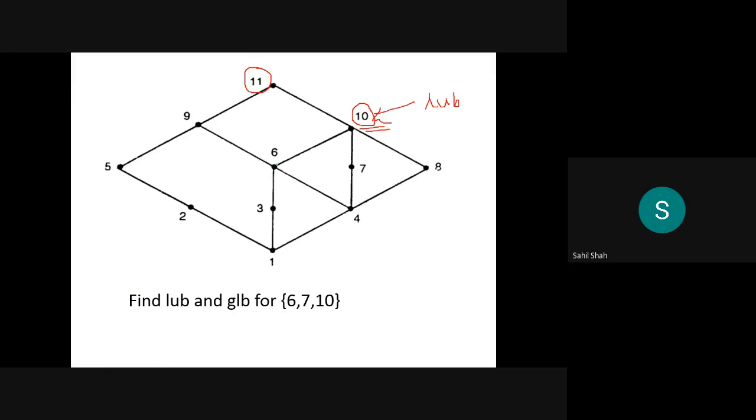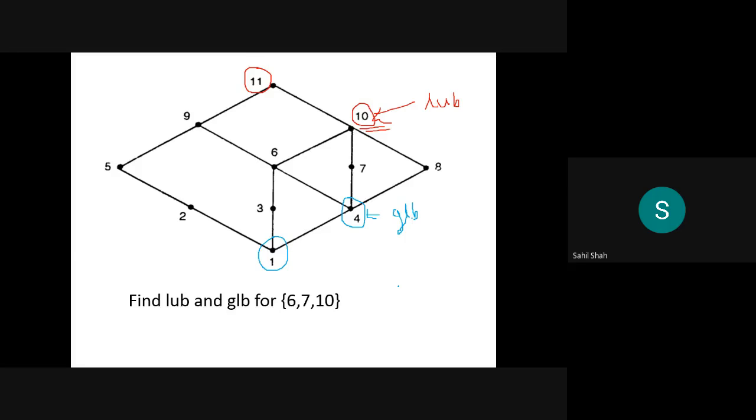Let us now check which are the lower bounds of 6, 7, 10. Is there any relationship? I will not say anything about this 3, but I will say 4 is one lower bound of 6, 7, 10. Then 1 will be another lower bound. Out of these, which one is greatest? 4 is greatest. So this will be the greatest lower bound of 6, 7, 10.